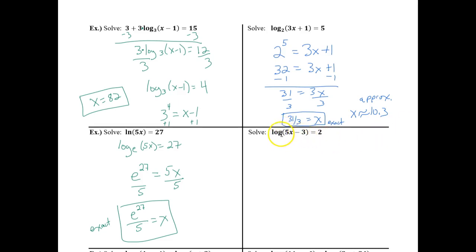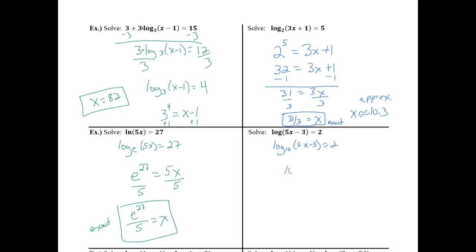The next one says log of 5x minus 3 equals 2. Now wait a minute, there's no base. What do I do if there's no base? That means it's a common log. So this is the same thing as log base 10 of 5x minus 3. And now I can rewrite it exponentially.